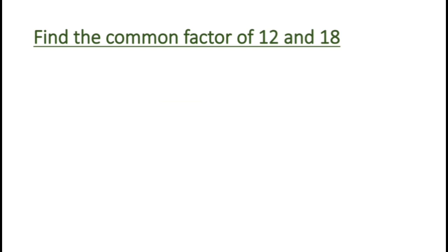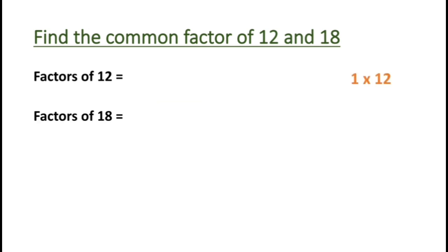The first problem, find the common factors of 12 and 18. Let us find the factors of 12. Now, in which tables do we get 12? We get it in the 1 table. 1 12s are 12, 2 6s are 12, 3 4s are 12. Which means I can divide 12 by 3 completely. 12 is completely divisible by 3. So 1, 2, 3, 4, 6, 12. These are the factors of 12.